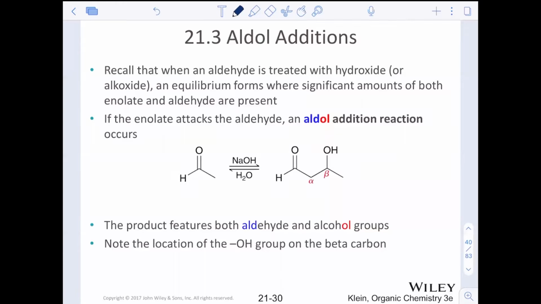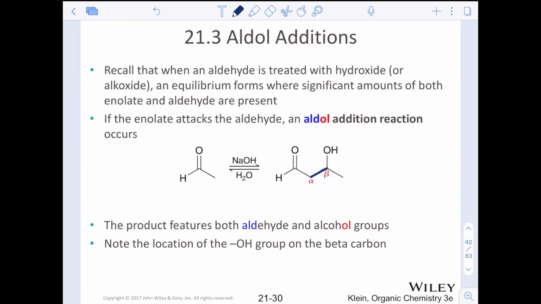Now, if the enolate attacks the aldehyde that's still present, then an aldol reaction occurs. So we are going to be using a weak base here. Sodium hydroxide is common. Methoxide is fine. Ethoxide is fine as well. We do this because both the enolate and aldehyde are present, and we want two equivalents of our aldehyde to react, one in the enolate form and the other in the aldehyde form. And we create a new alpha beta bond in this reaction.